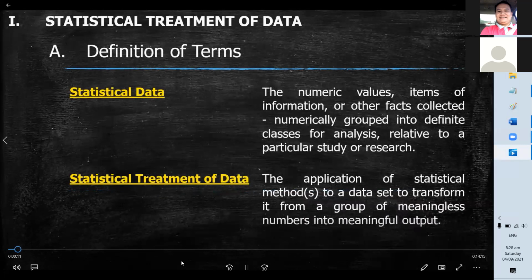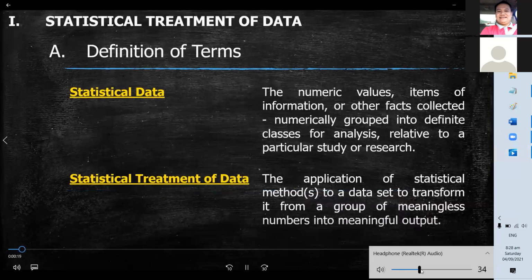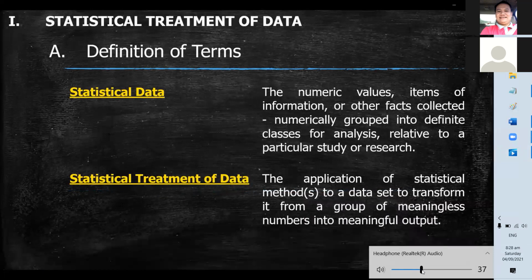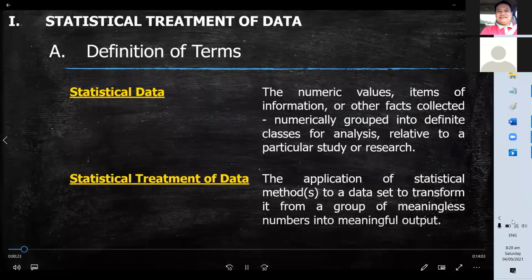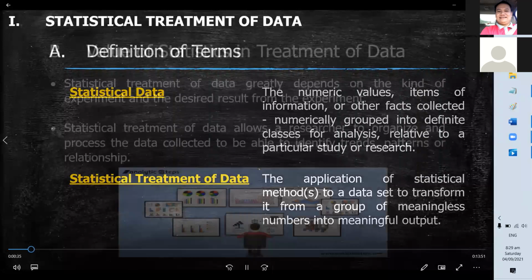Statistical data are the numeric values, items of information, or other facts collected, numerically grouped into definite classes for analysis relative to a particular study or research. And when we say statistical treatment of data, it is the application of statistical methods to a data set to transform it from a group of meaningless numbers into meaningful output.